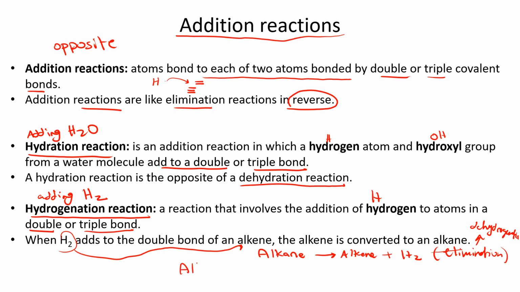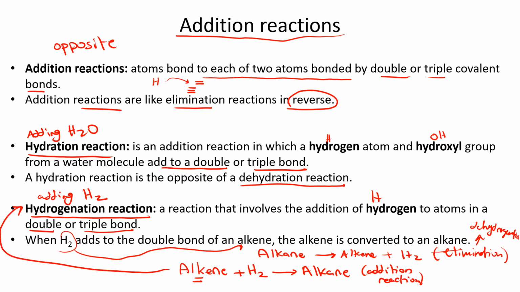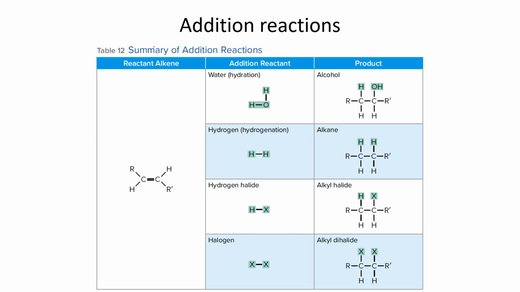Now, if I have an alkene double bond and I add hydrogen to it, I'm going to destroy the double bond and I will produce an alkane. So what do we call this? We call it addition reaction. And it's also called hydrogenation. يعني عكس اللي أخذناه في elimination reactions. And that's what's mentioned here in this slide. Okay? So, this is a summary of the addition reactions.